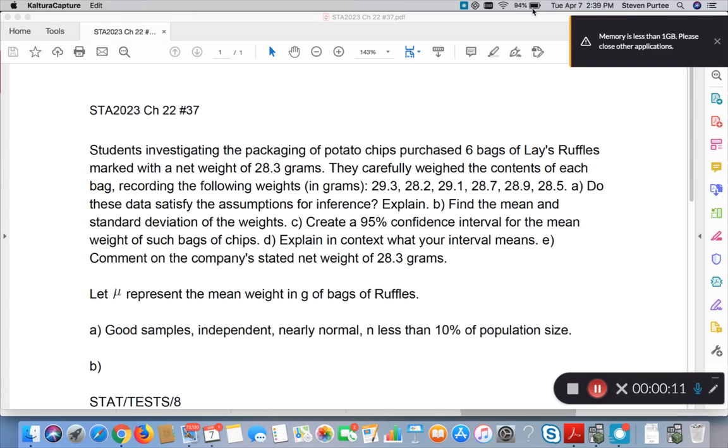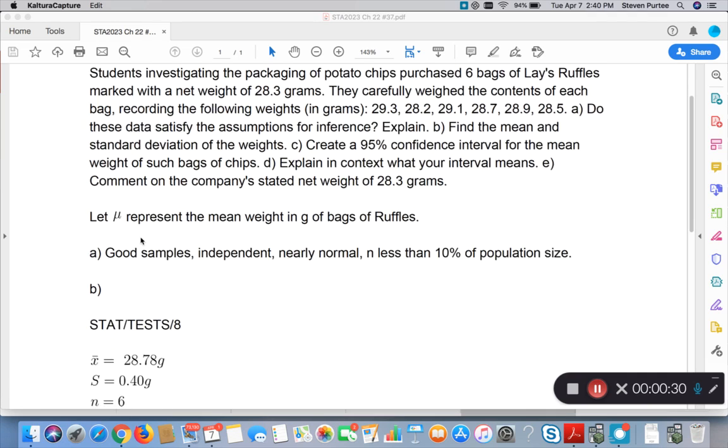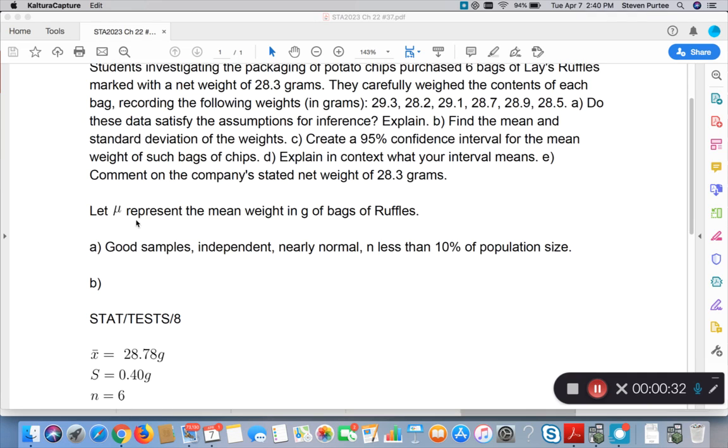Again, the very first thing we always have to do is identify our main variable. This is a mean problem. We know that because we see the word mean or average in it. They also give us a standard deviation. Proportion problems will never give us a standard deviation. So the first thing we do, identify our variable.